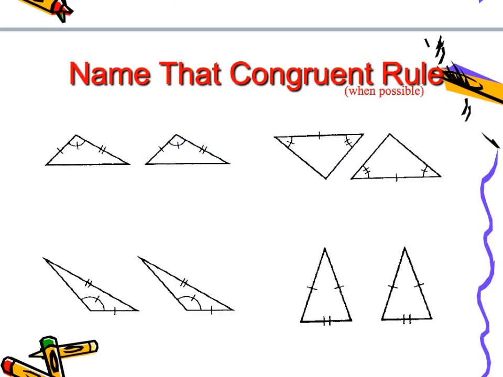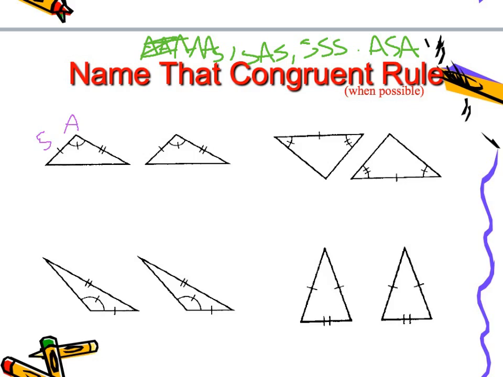So let's take a look at what this could possibly be. I'm going to help you out here and we'll try to figure out what the answer is. So you have 4 choices. Again, you have AAS, you have SAS, you have SSS, and you have ASA. So the first one, let's take a look at this one. Here we have marked a side, an angle, and a side. Same thing here, side, angle, side. So these two are congruent by SAS, side, angle, side.